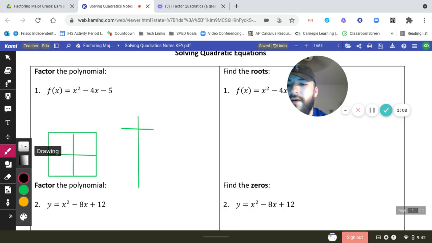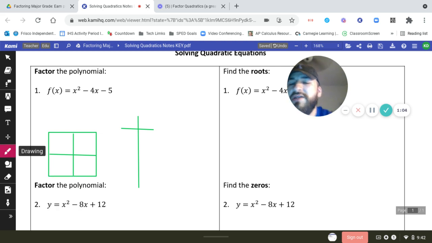Remember that before we start filling our box, we multiply c times a, where the equation is ax squared plus bx plus c. So a and c are our first and our last coefficient. In this case, it is 1 and negative 5. So 1 times negative 5 is equal to negative 5. Then, of course, we stick our b term on the other side, which is negative 4. So we need numbers that multiply to make negative 5 and add to make negative 4.